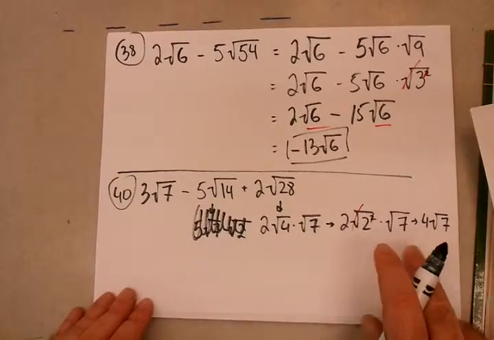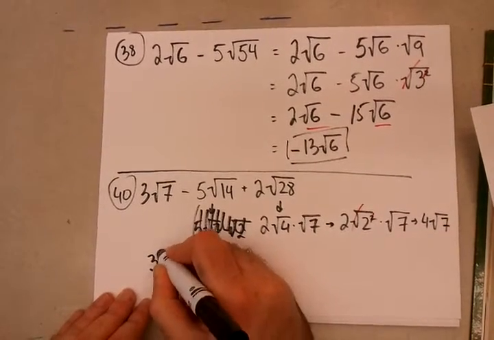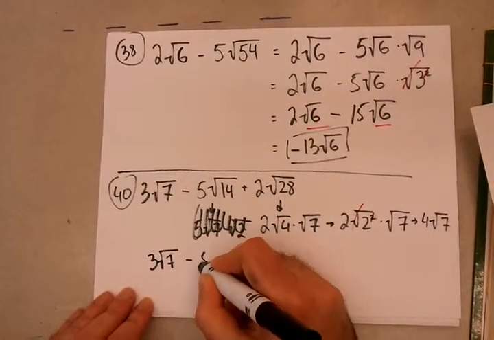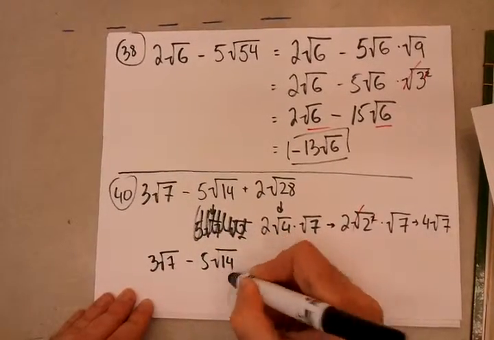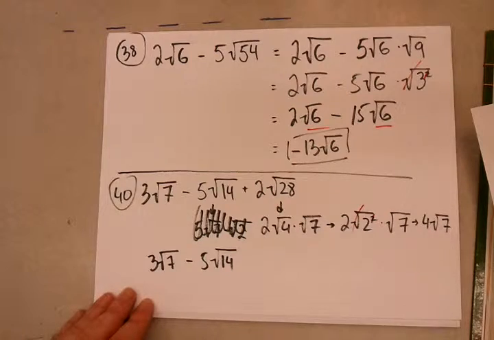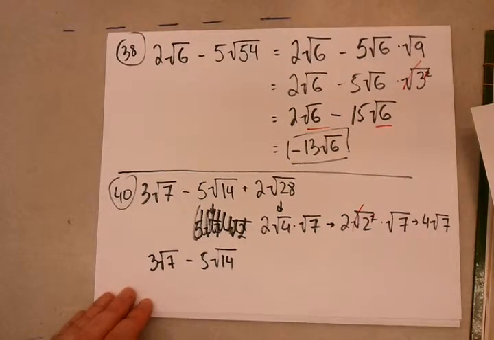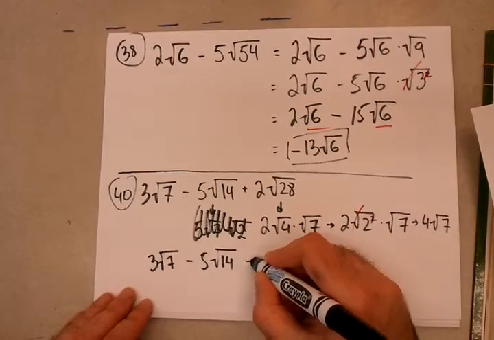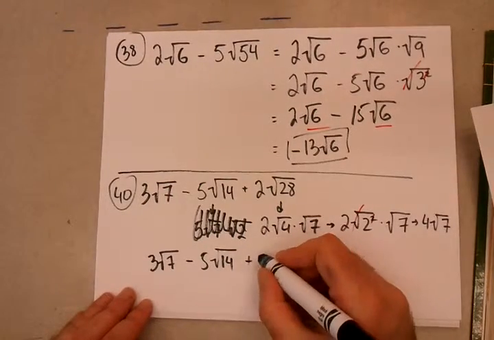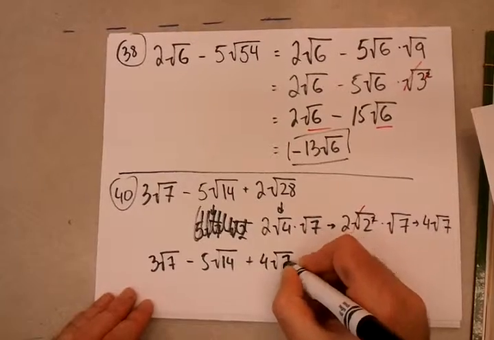Now writing them back in sequence, I get 3 root 7 minus 5 root 14. Again, I'm going to just keep it as a root 14 because even if I break it down into root 7 times 2, I won't be able to do anything there. Plus now this, which is 4 root 7.